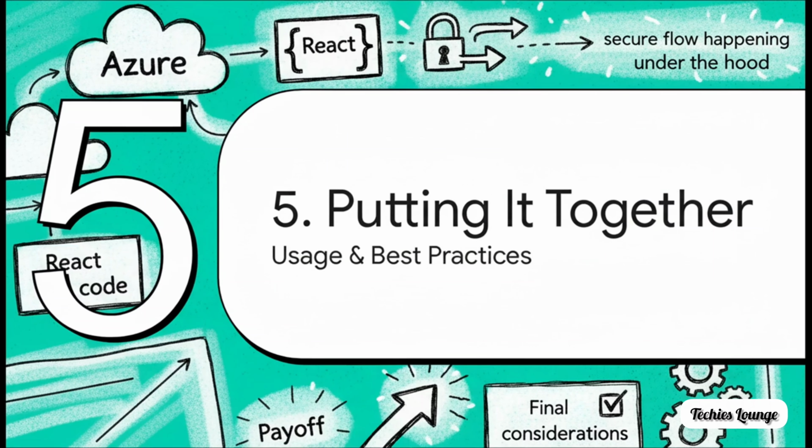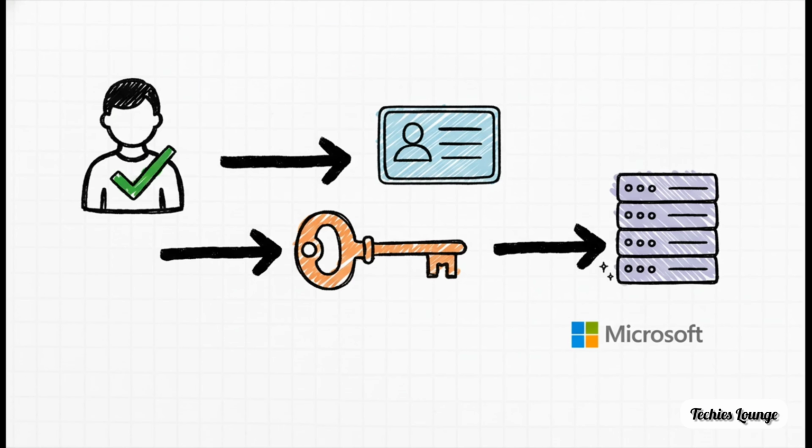We've got our app set up in Azure, our React code is connected, and we understand the secure flow that's happening under the hood. Now let's look at the payoff and some final, really important things to keep in mind. This is why we did all that work. Once a user is logged in, MSAL gives you easy access to their profile information. But more importantly, you can now use MSAL to get one of those access tokens we talked about and start making secure, authenticated calls to APIs like Microsoft Graph or even your own custom backend APIs.